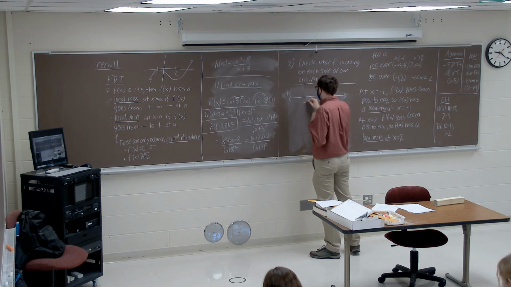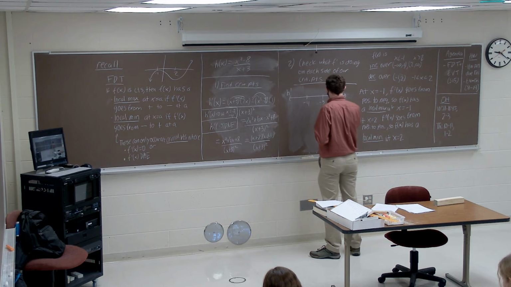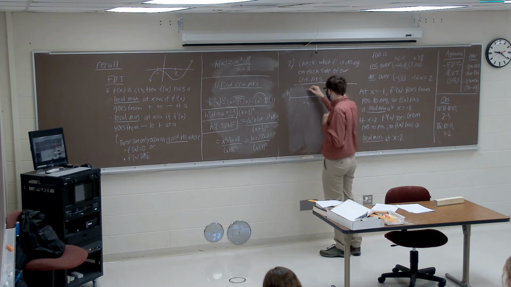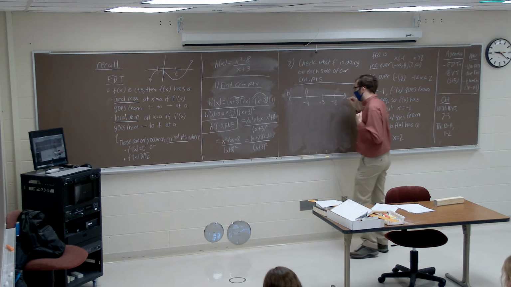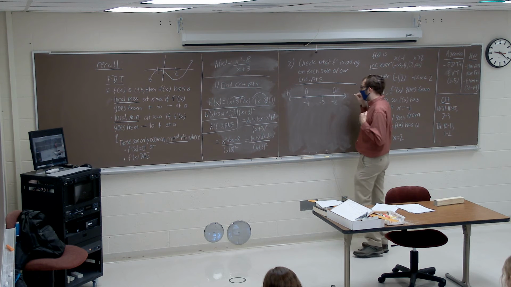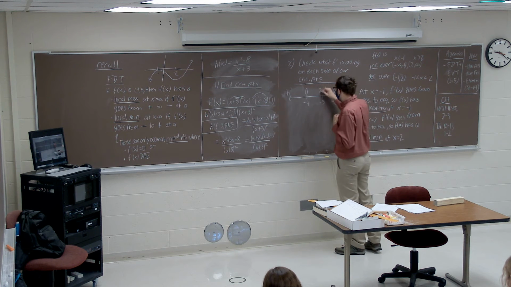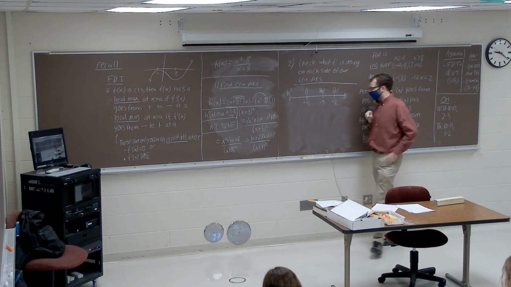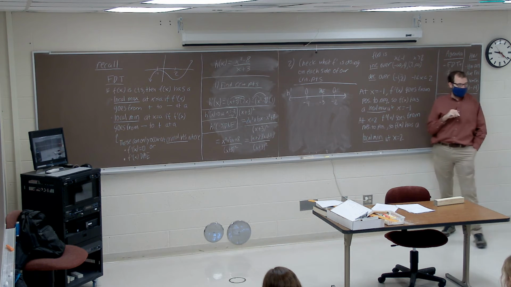So let's see, -4 is the furthest to the right, -3, -2. We know at -4, we get a derivative of 0. At -2, we get a derivative of 0. At -3, we get a derivative that's undefined.